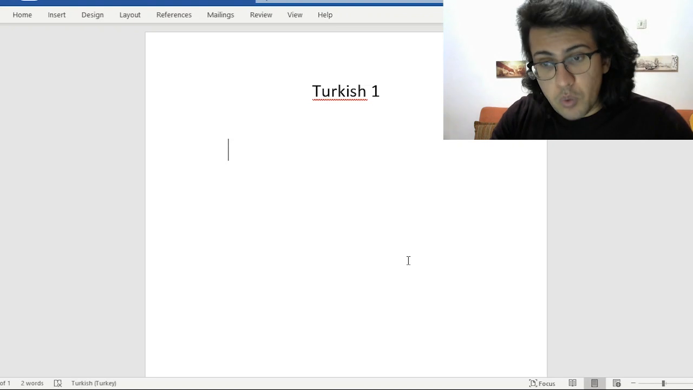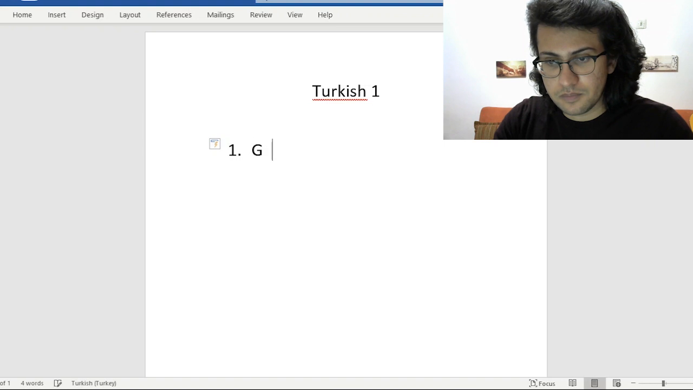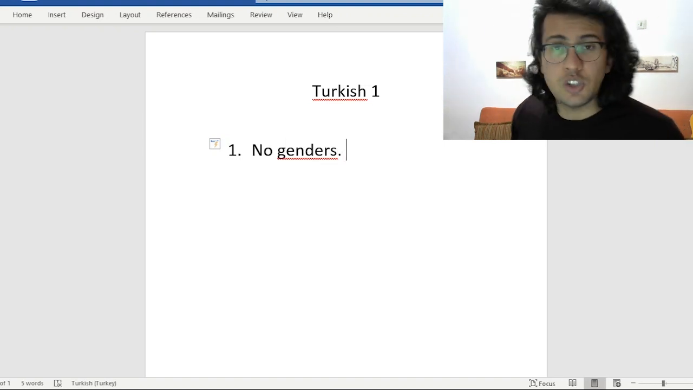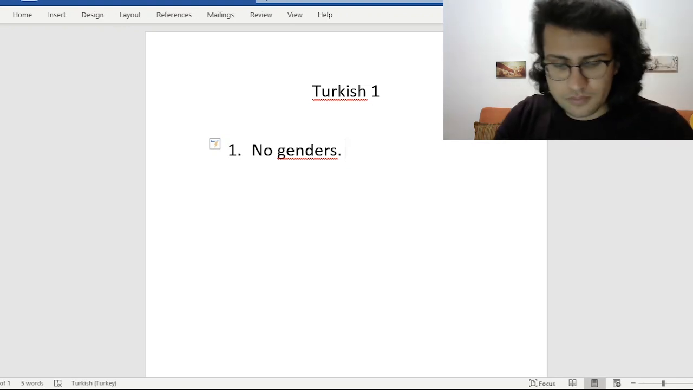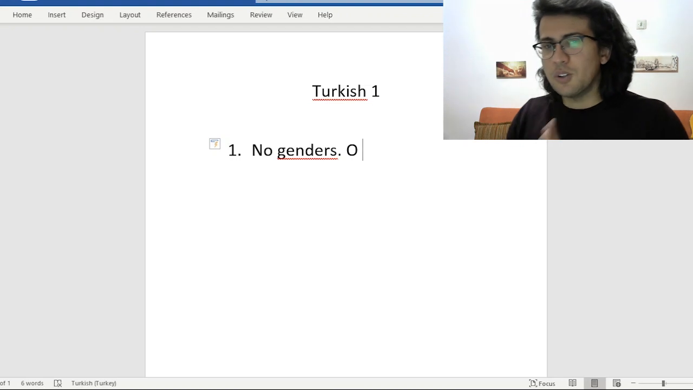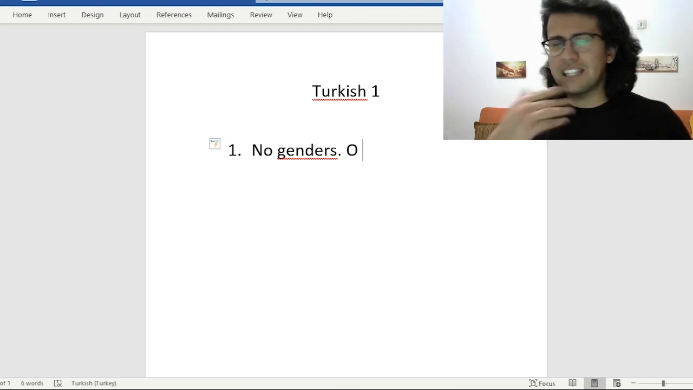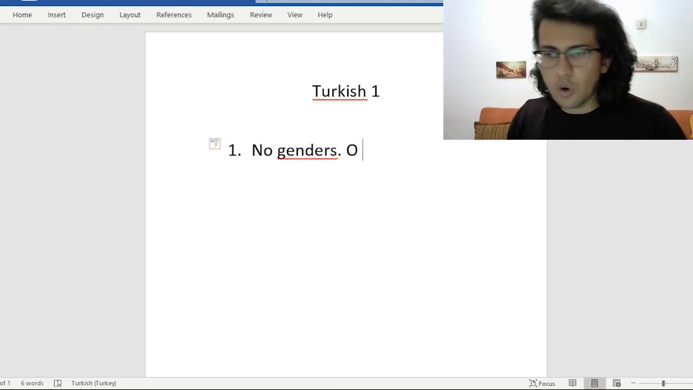We have rule number one, which is that there are no genders in Turkish. That is, there's no he, no she, no it even, nothing. You just have o. So you don't have to worry about things like nowadays, with all the different genders and things like they and z and so forth. It's just o. O for everyone.